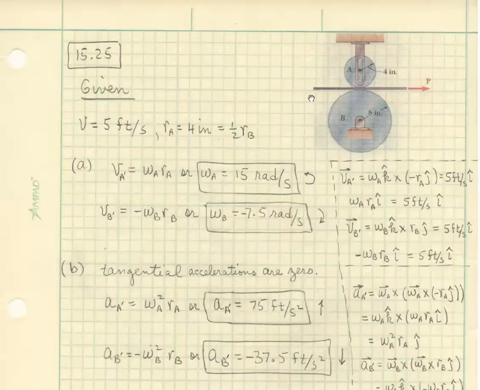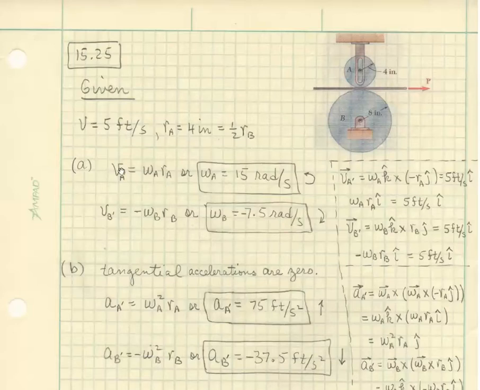In the A part, we're asked to calculate the angular velocity of A and the angular velocity of B. We're going to consider a point A prime that's in contact with the belt and a point B prime on the bottom here that's in contact with the belt. So those 2 points would have velocities equal to the 5 feet per second.